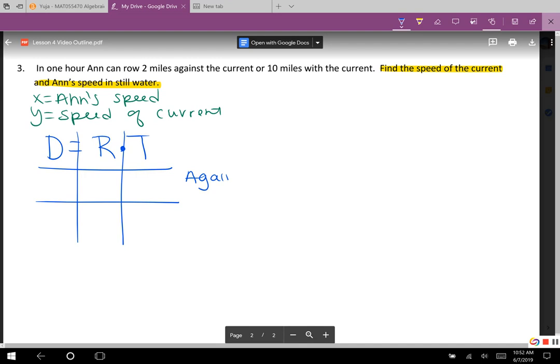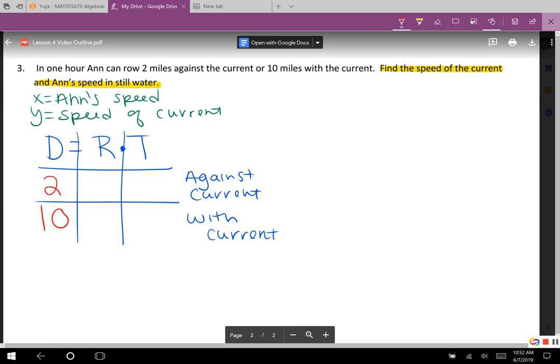And so there's 2 different cases. She's traveling against the current, and she's traveling with the current. And so I'm going to create a row for each of those situations. Let's see, we know 2 miles, that would be a distance. She goes 2 miles against the current, and it says 10 miles with the current. And we don't know the speeds, that's what we're trying to find. But we do know the time. It's 1 hour for each of those.